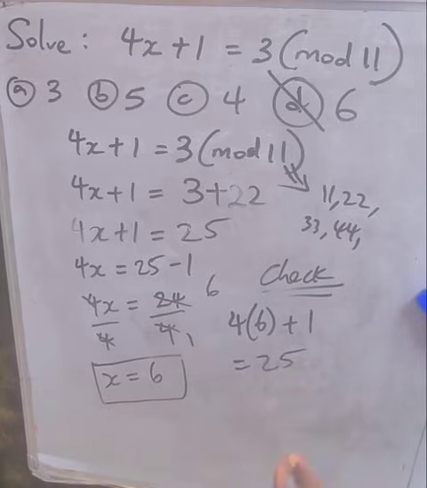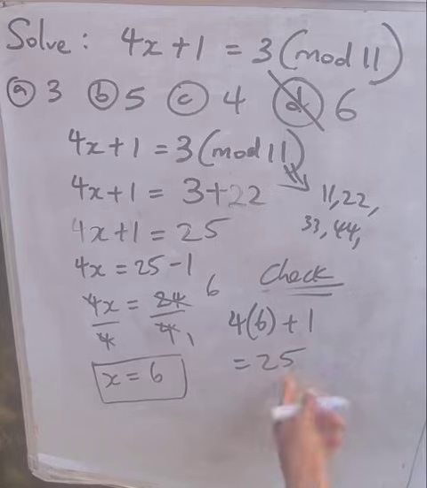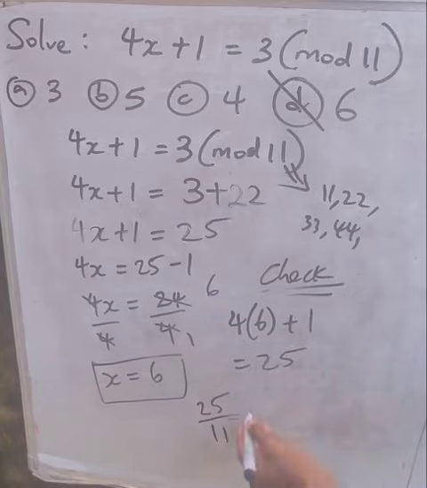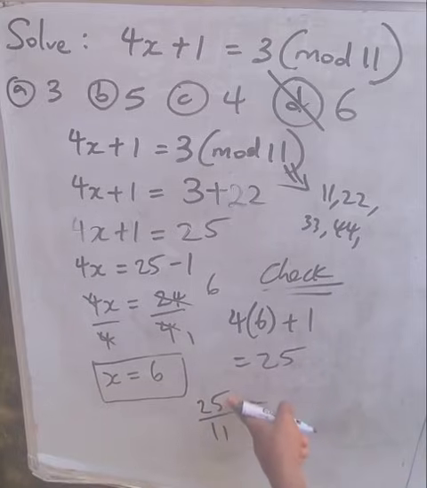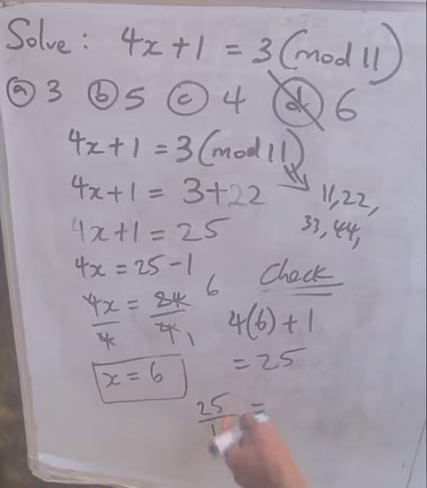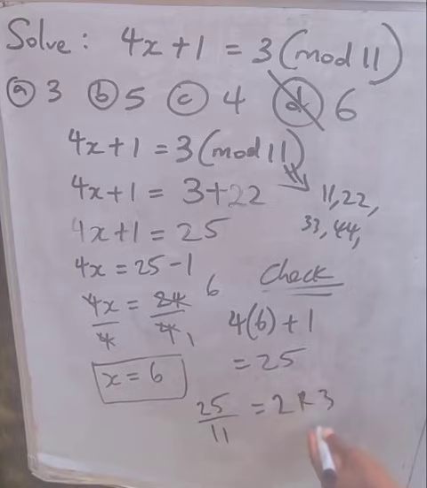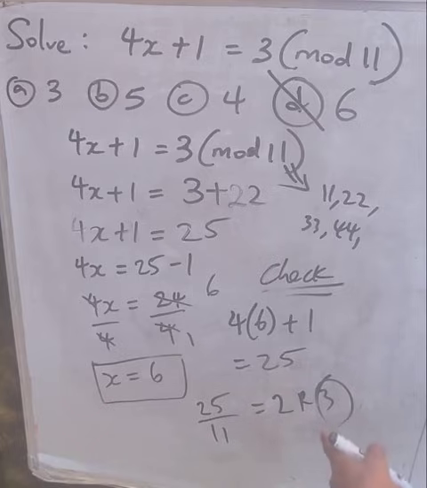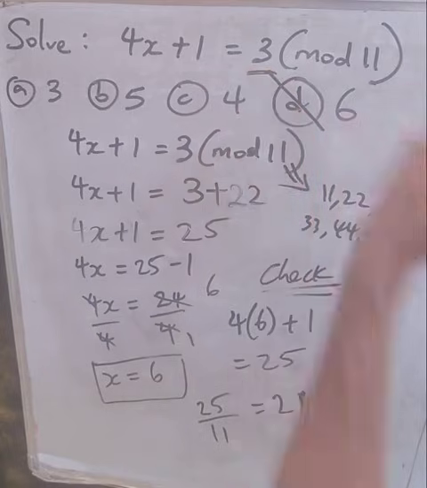How do you get a number in a particular mod? If you have 25 and want to write it in mod 11, you just need to divide 25 by 11. The remainder is your answer. So 11 into 25 gives you 2, remainder 3. So the remainder is the mod. So 25 in mod 11 is 3. So that means you're correct.